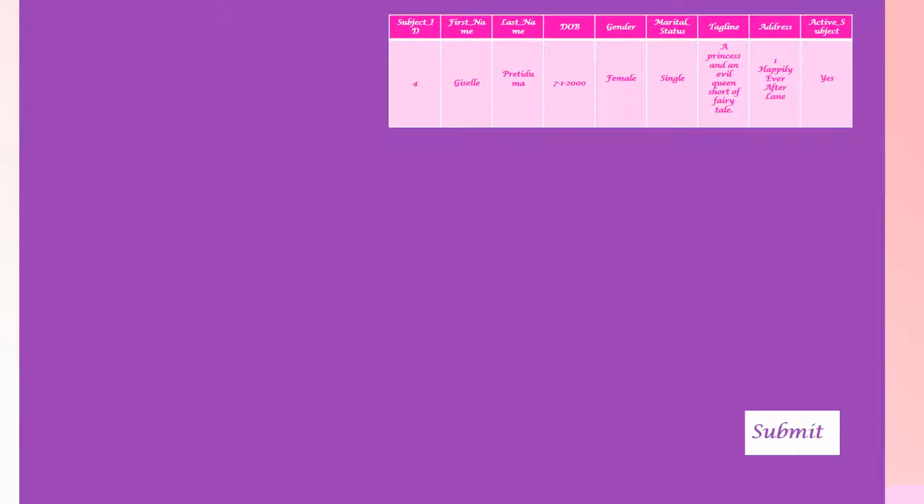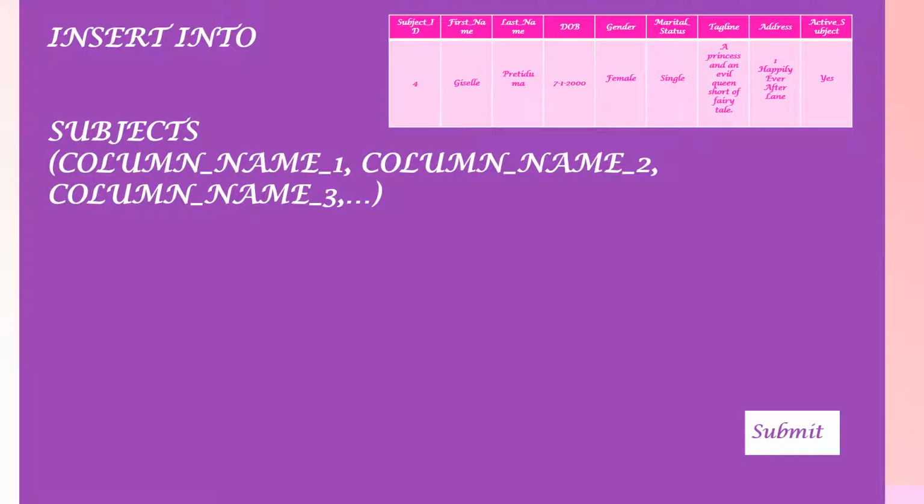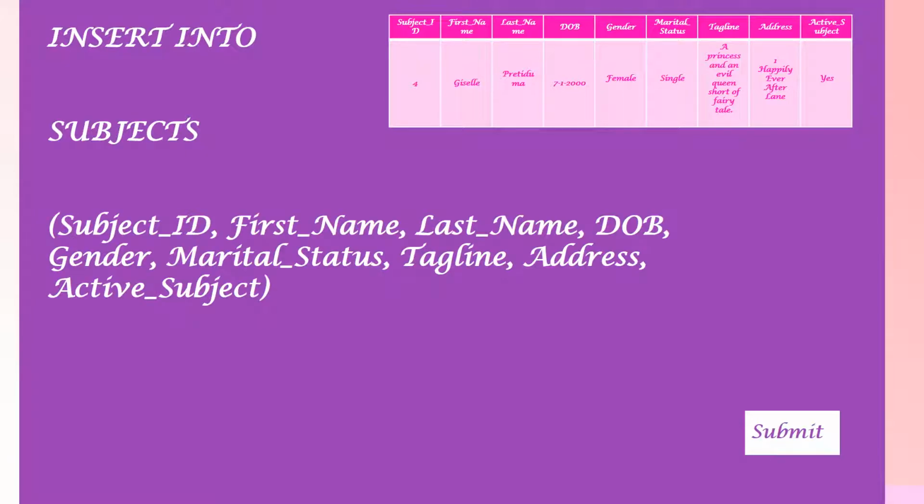So if we remember that insert statement, it starts with the words insert into, followed by the table name. So the table name in this case is subjects. Then we have the column names. So in the example shell, we only have 3 column names, but we actually have 9 column names. So subject ID we want to fill in, first name, last name, date of birth, gender, marital status, tagline, address, and active subject. Write it like this. These are all the columns that we want to put data under.